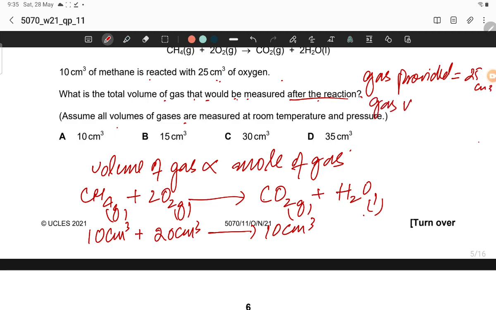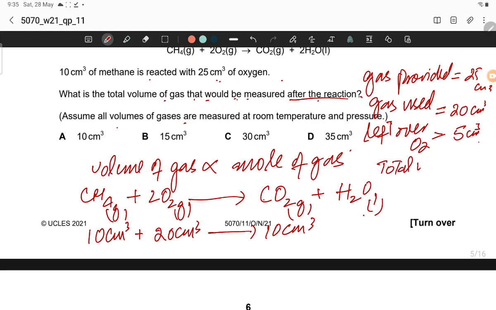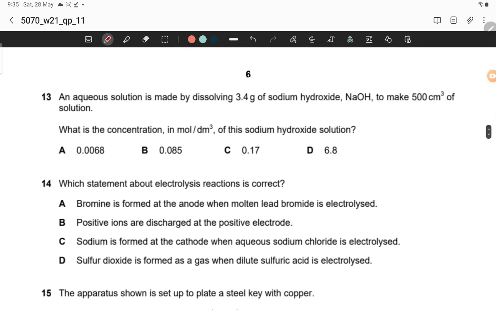Gas used is equal to 20 centimeter cube. Leftover oxygen is equal to 5 centimeter cube. So the total volume after the reaction is 5 cm³ of oxygen and 10 cm³ of carbon dioxide, which is produced during the reaction. That is equal to 15 centimeter cube. So B option is correct.